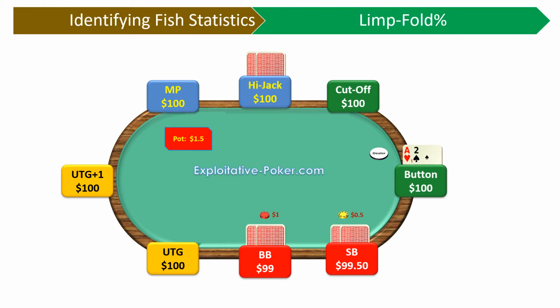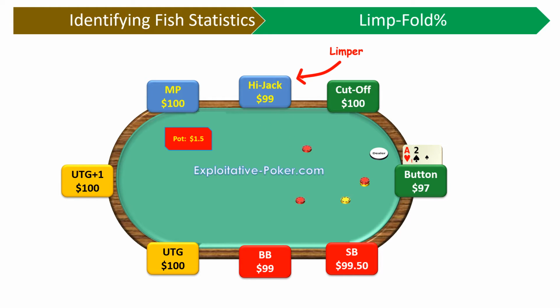The next category of statistic is what I call an identifying fish statistic. The limp fold percentage represents the frequency that a player limps into the pot pre-flop and folds in response to a pre-flop raise. This statistic can be used when you're in late position and you're thinking of trying to get a limper to fold without seeing the flop.